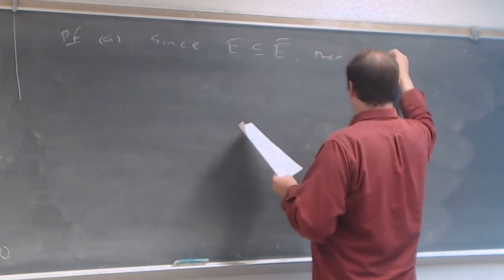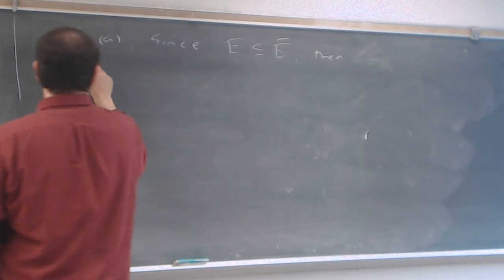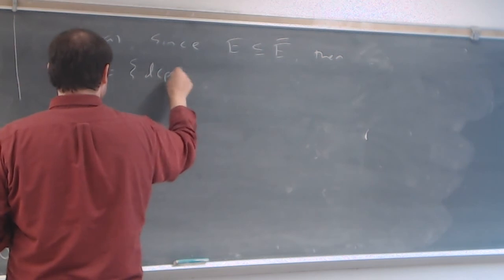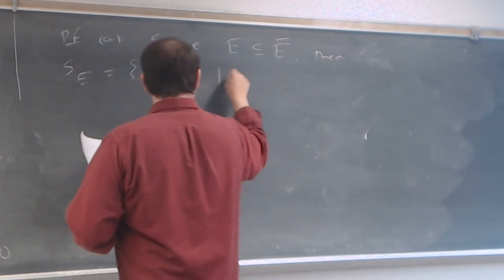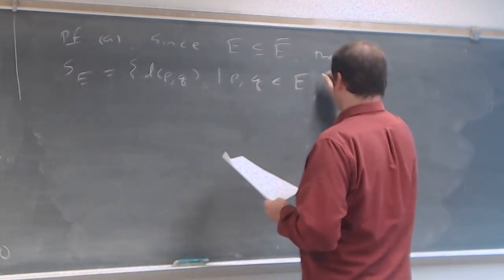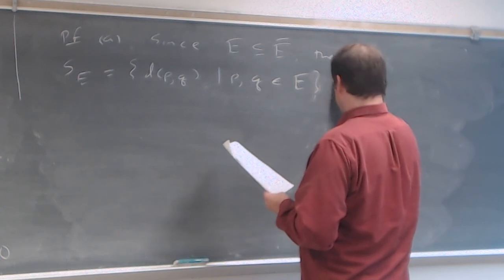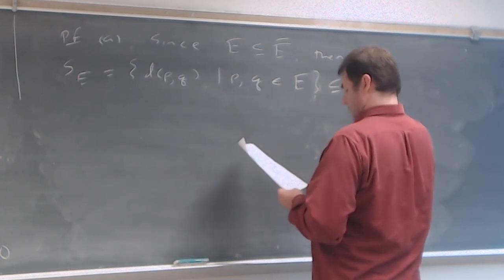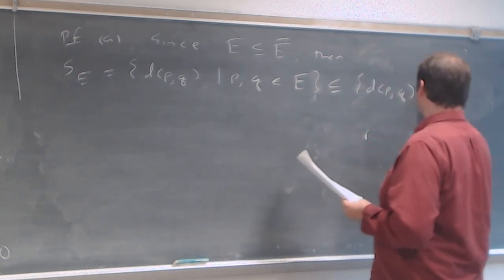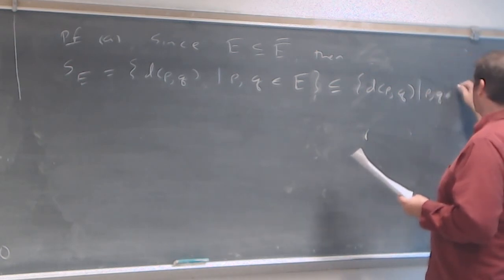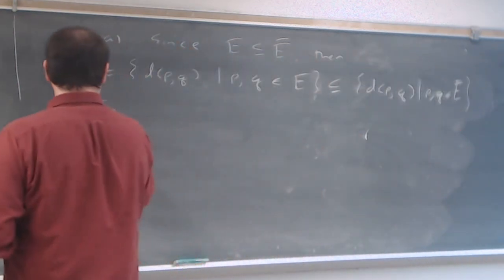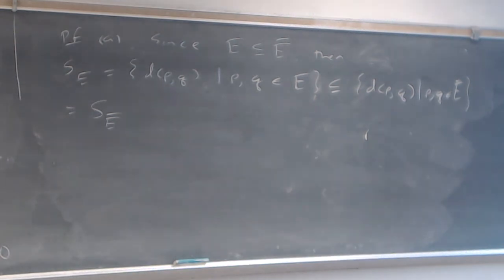S sub E, if you will, right down here, which I'll label as the set that consists of all the real numbers that are distances between P's and Q's, such that P and Q are elements of E. That set is a subset of the set of all real numbers that are distances between, let's say, P's and Q's, such that P and Q are elements of E closure, which I'll call S of E closure.